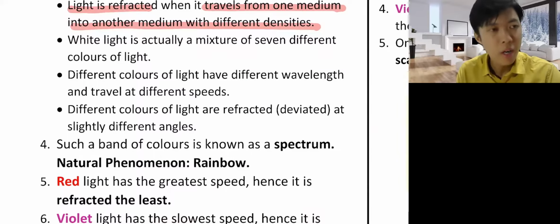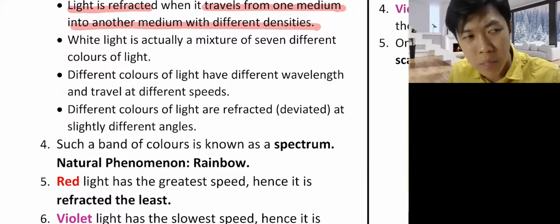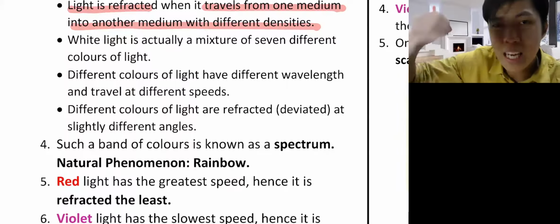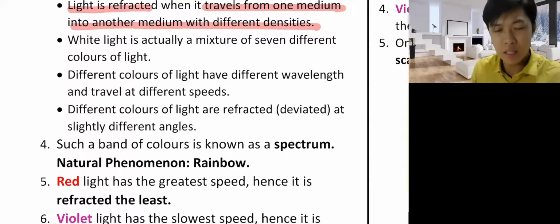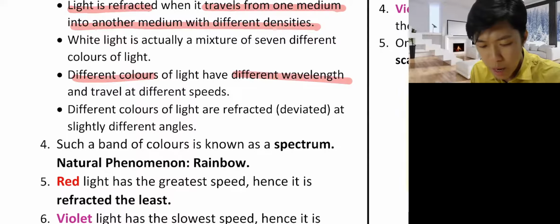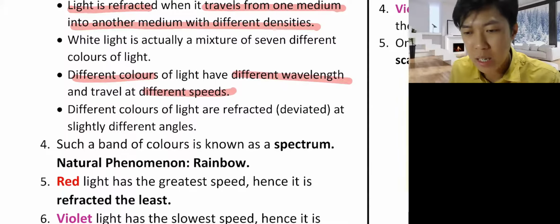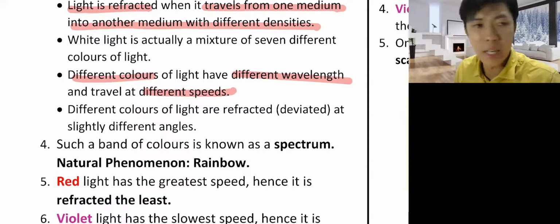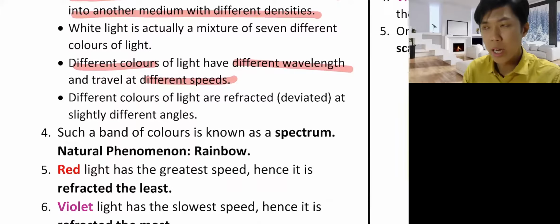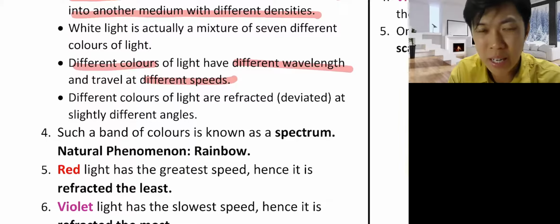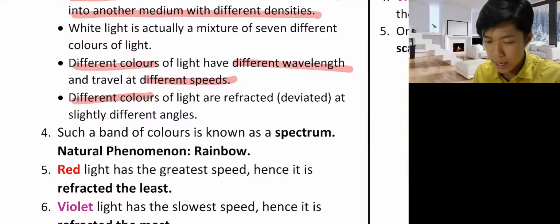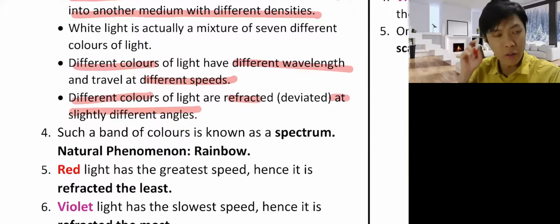So when they travel into a different density medium, because their speed slows down, it bends and shows out 7 color lights. This tells us that different colors have different wavelength and different speed. When they have different speed, it makes them refract at slightly different angles. So different colors of light are refracted at slightly different angles. Now think about this.